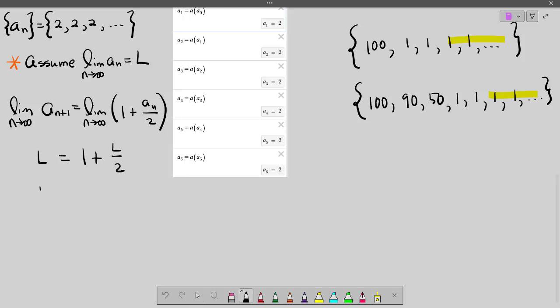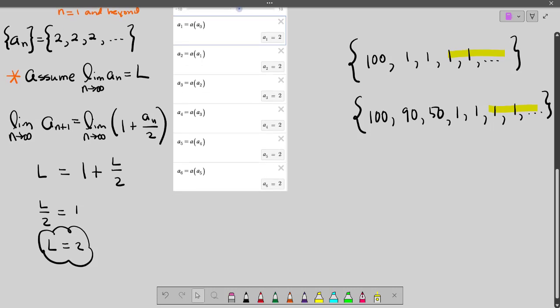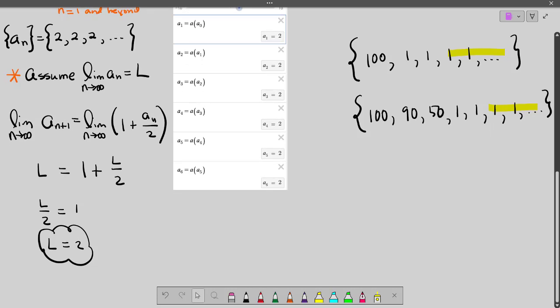Subtract L over 2 from both sides. Multiply both sides by 2. And that tells us that the limit is 2, which we kind of knew we were going to get anyway. So this technique of finding the limit value, again, only works if the sequence is going to converge.